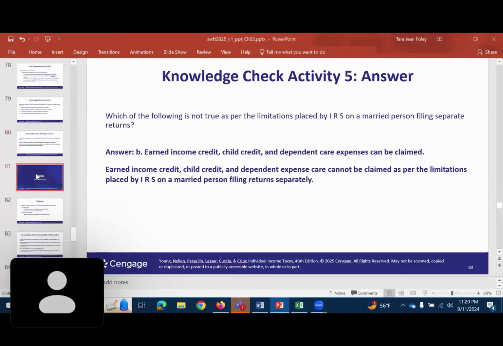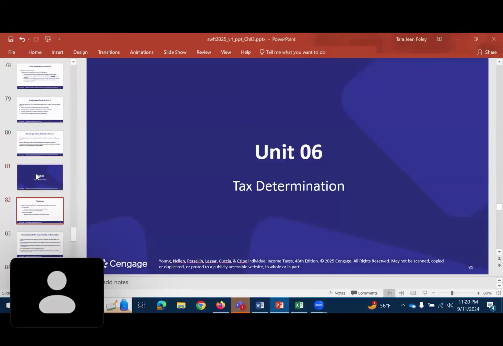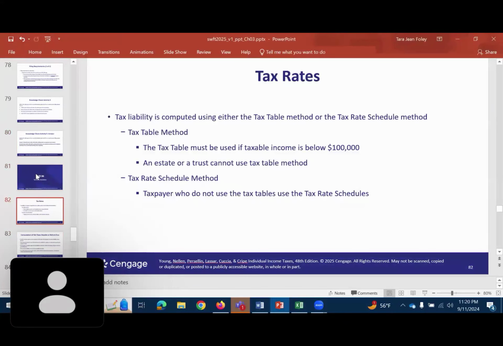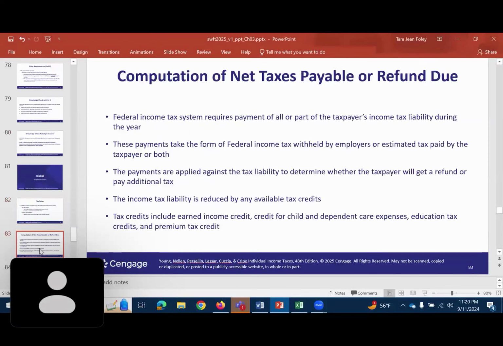Okay, so let's get to the next, which is the tax determination. So what is your tax rate, right? We did the tax table in the first chapter. I did it in that Excel file, and you can go look at the tax liability tables. There's a tax table method, which we did, and the tax rate schedule method. But go back to that. We did it in chapter 1. Okay.